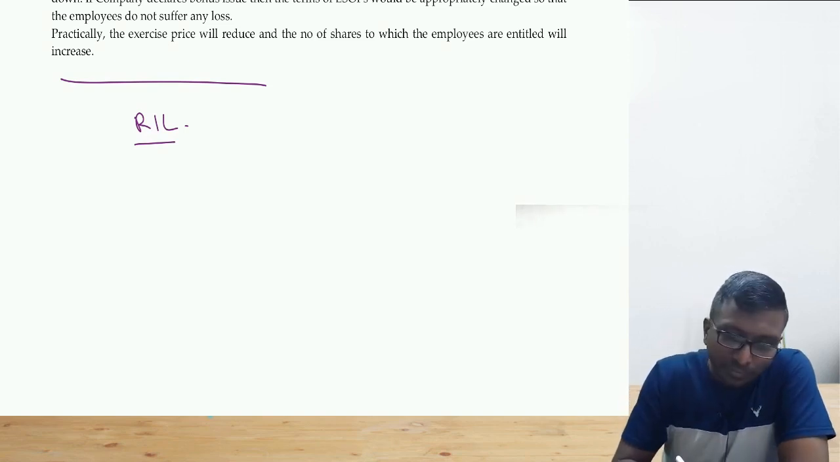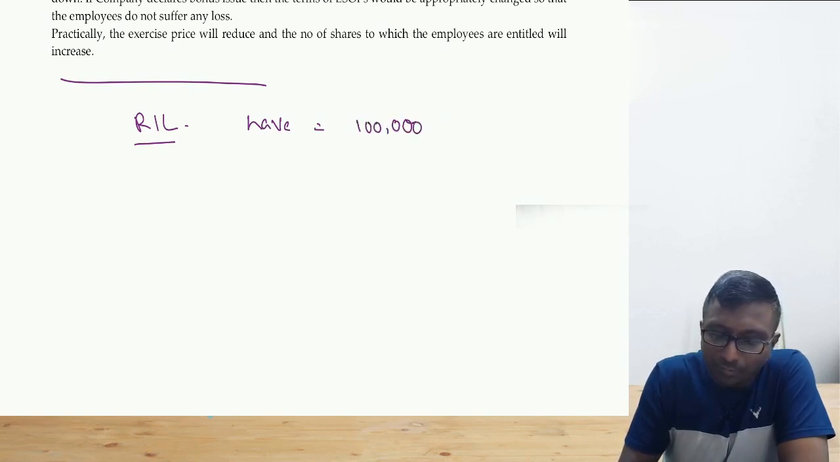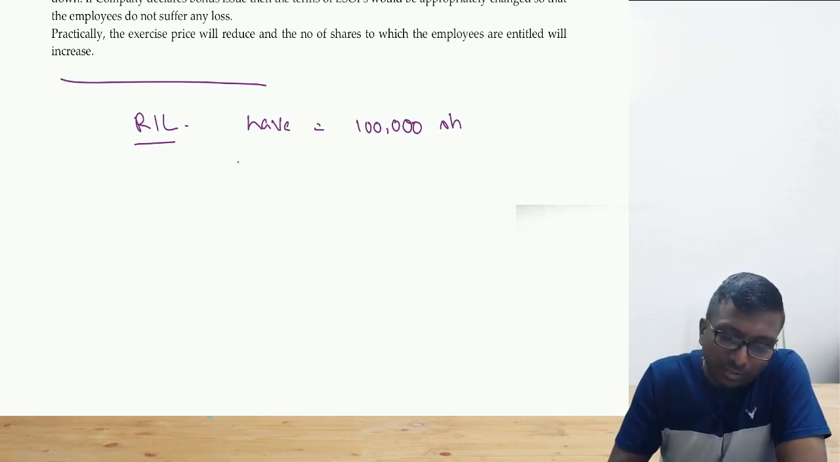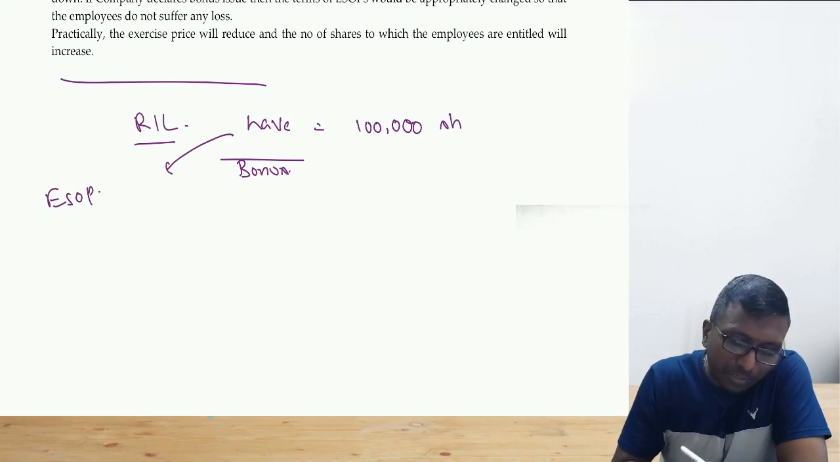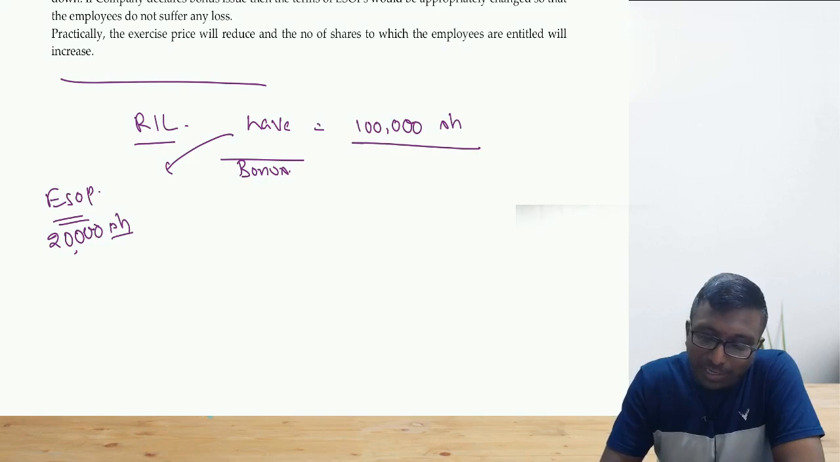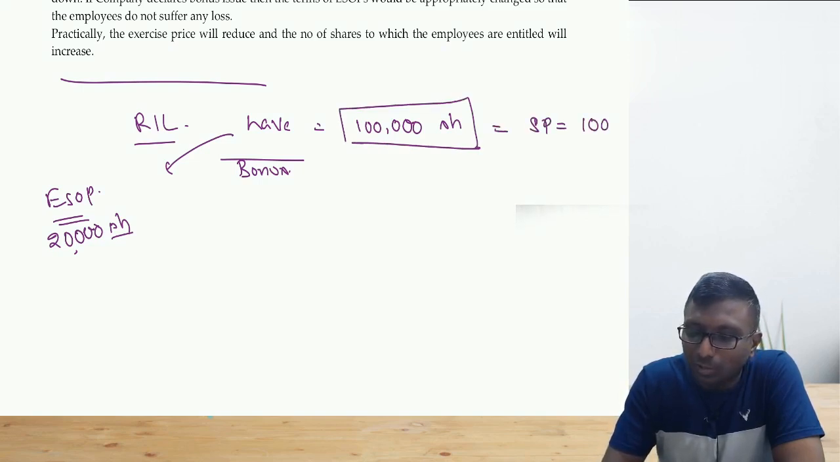We have 1 lakh shares. How many shares? 1 lakh shares are there. What we did? We offered a bonus. Before bonus, what we did? We already have ESOP. We told people, अरे बस, we'll give you 2,000 shares or 20,000 shares. Options को दे दिया. When it was 1 lakh shares, my share price at that time was 1,000 rupees.